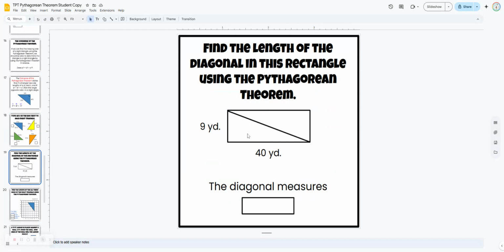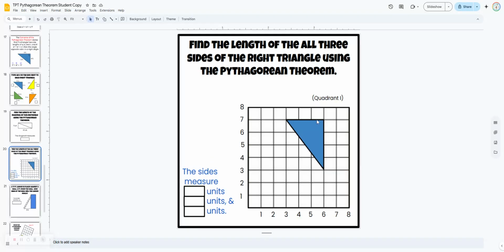The next slide has an example of when we have the diagonal of a rectangle. Now we know if it's a rectangle that this angle has to be 90 degrees, which makes it a right triangle. So we can figure out the length of the diagonal using the Pythagorean theorem. And they're going to do that on this one. Now if we have a right triangle on a coordinate plane, here we can count the units on each side. So we know this side's 3 units, this side's 4 units, and we can figure out this third side by using the Pythagorean theorem because we know this has to be a right angle. They're going to type in the measurement of each side here.